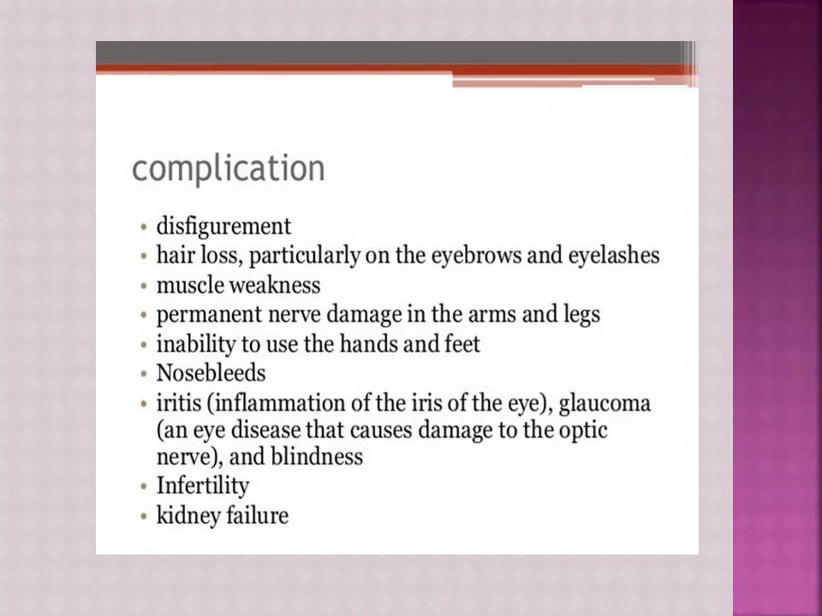Some complications of leprosy are infertility, kidney failure, nosebleeds, muscle weakness, hair loss, and inability to use the hands and feet. These are some complications that may be caused by leprosy.